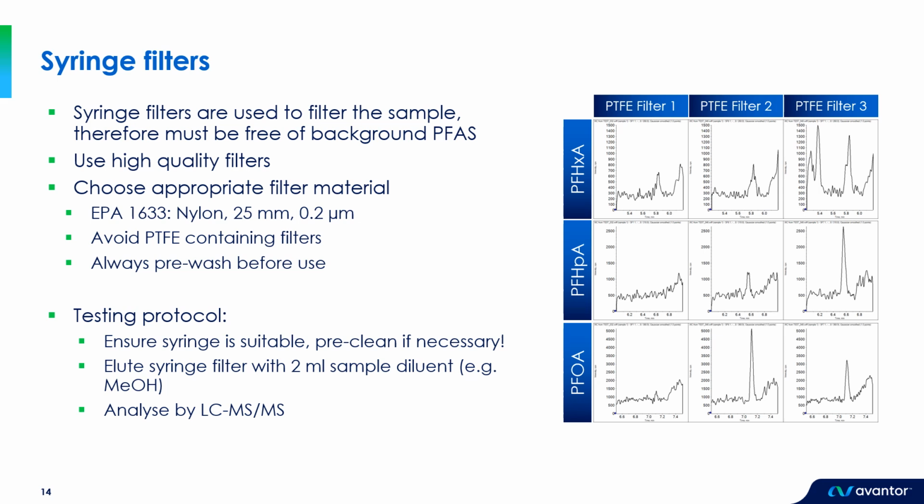Here we've got an example of 3 different PTFE filters, all of which we found to contain various levels of several PFAS. Regardless of the filter used, it's wise to consider pre-washing the filter before you actually use it. So syringe filters can be tested by eluting the filter with 2 mL of a suitable organic solvent, such as methanol, and then analyzing it by LCMS. Additionally, it's important to test the syringe itself. We recently encountered contamination from syringes with a black polyisoprene stopper, which contaminated our solvent with a donor.